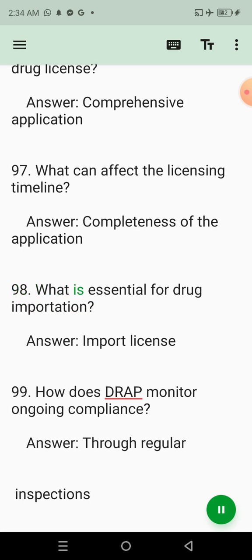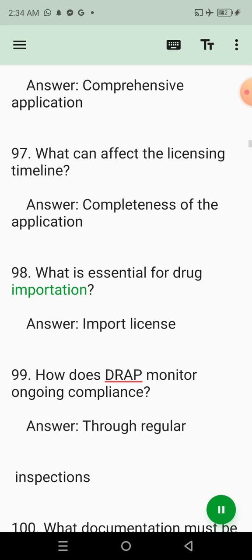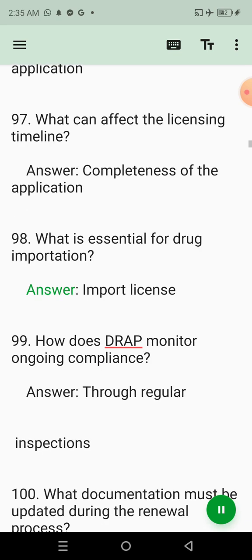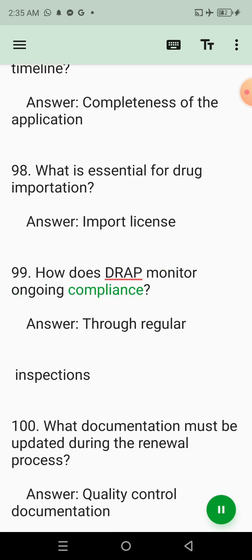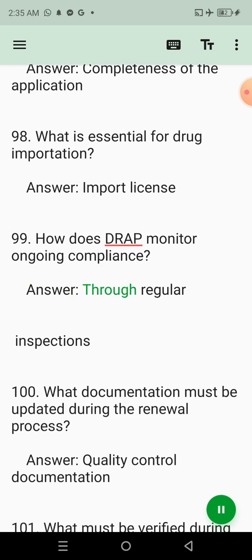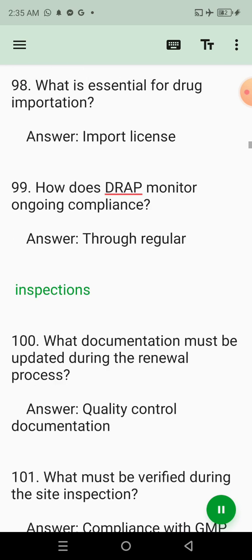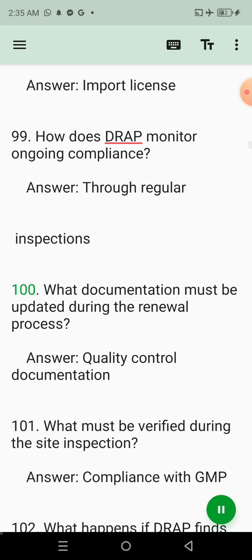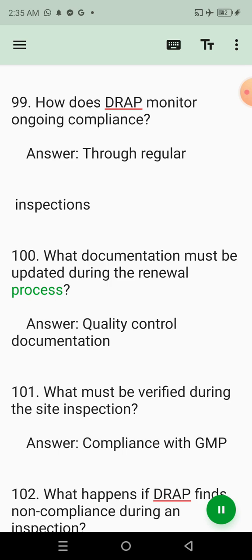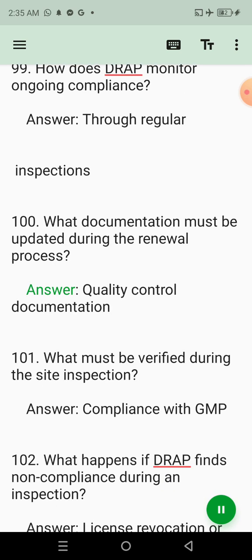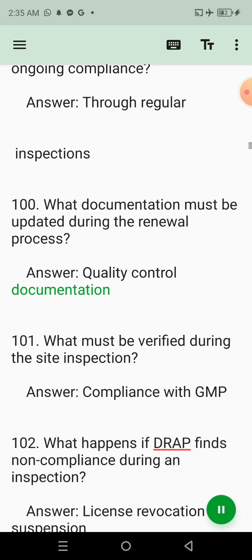98. What is essential for drug importation? Answer: import license. 99. How does DRAP monitor ongoing compliance? Answer: through regular inspections. 100. What documentation must be updated during the renewal process? Answer: quality control documentation.